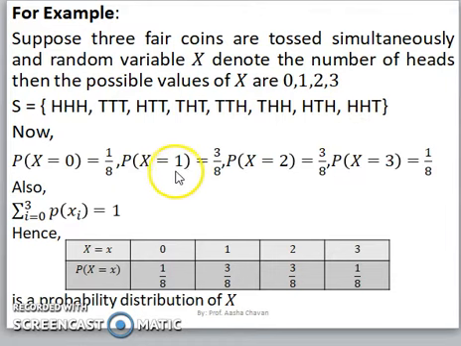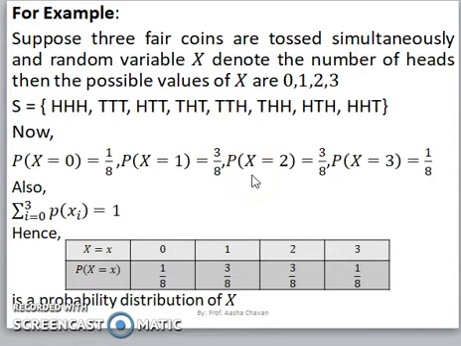Probability for x equal to 1 means we want to find out the probability of getting one head in the experiment. So here we have to count the number of samples with one head. Here we can see that HTT has one head, THT has one head, TTH contains one head, and that's it. So there are a total of 3 samples out of 8 which contain only one head. So the probability for x equal to 1 will be 3 by 8.